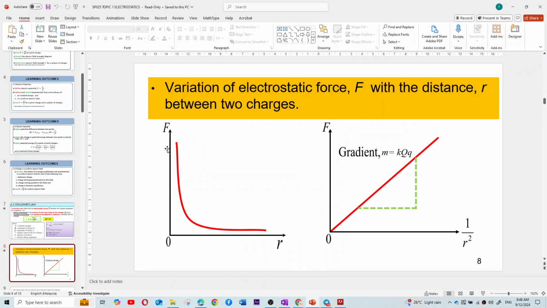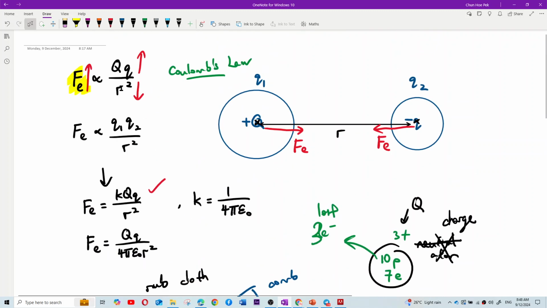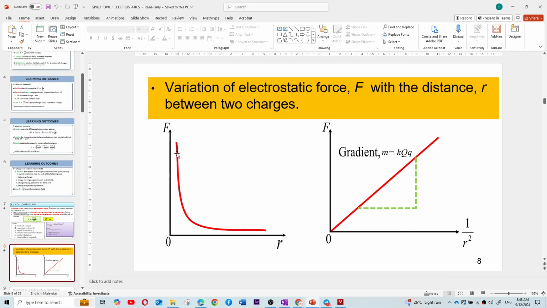Okay, so let's look at this graph. You see, force versus the distance. So as I said just now, the further the distance between the two charges, the smaller the force between them. So it is inversely proportional. If you plot it against 1 over r square, then it becomes a straight line, and the gradient is k q1 q2.